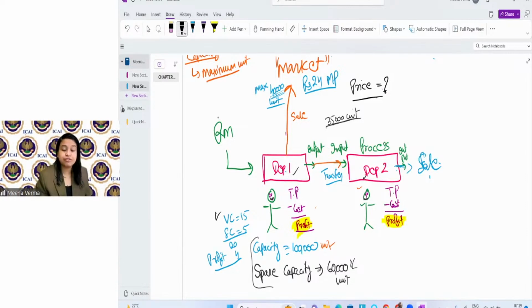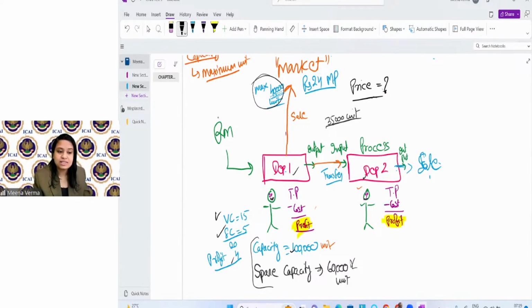Though he is incurring 15 rupees as a variable cost, he is incurring 5 rupees as a total fixed cost. He is already earning a profit of 4 rupees and he can sell the same product in the market for 24 rupees. But maximum he can sell 40,000 units, he has a capacity to produce 1 lakh units. For the remaining 60,000 units, he is sitting idle.